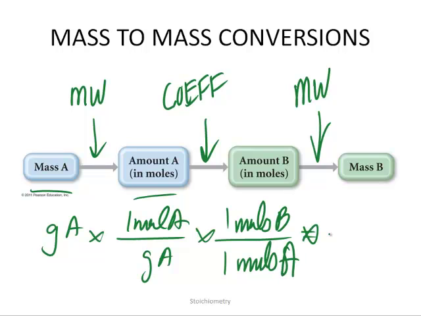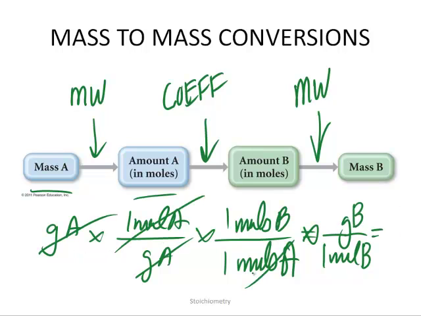And then one more additional conversion factor. If we have 1 mole of B, how many grams of B do we have? And of course, grams is going to cancel out. Moles of A will cancel out. Moles of B will cancel out, giving us final answer units of grams of B.